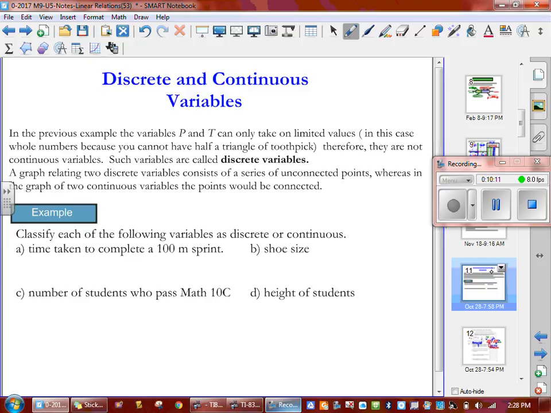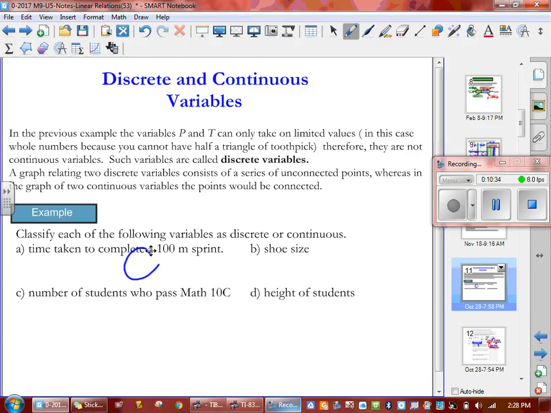For example, if I'm sprinting, would I consider the time there discrete or continuous? Continuous, good. So this one is continuous. Shoe size, we just talked about it. What would it be?